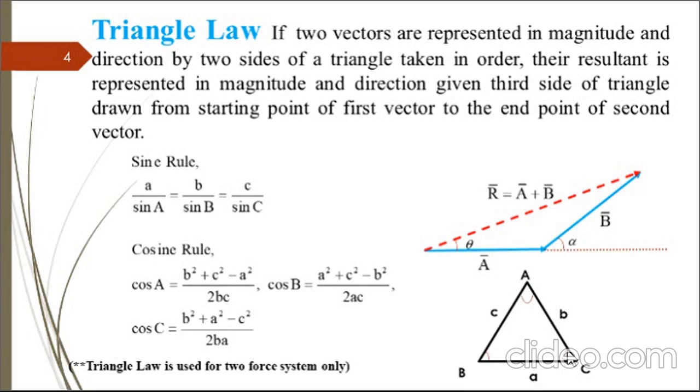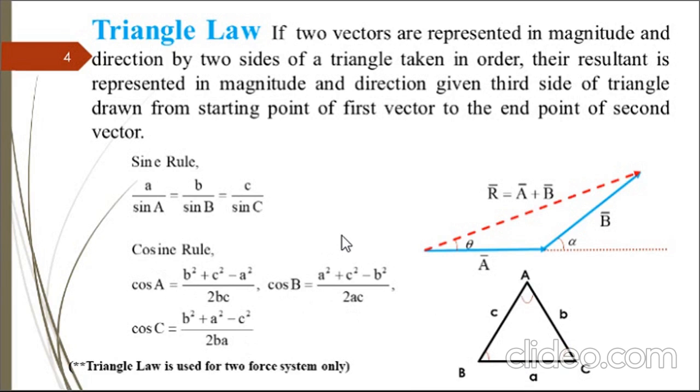Similarly, cos of C equals to a square plus b square minus the front side c square divided by the product of the adjacent sides, that is a and b, twice of ab. By using this sine rule or cosine rule, we can determine the unknown parameters. Now, whenever all the three sides are given, it will be more preferable that we use the cosine rule to determine the values of the angles.